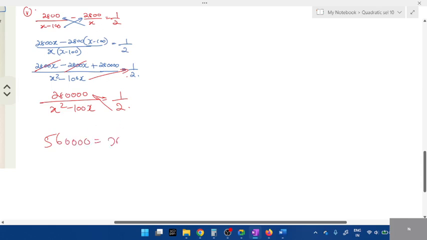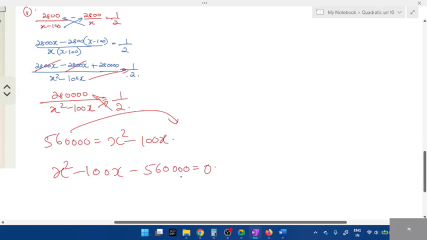And this side, what do you get? x square minus, not 10x, 100x. How do you arrange this? 56 is shifted to the other side. So you get x square minus 100x as it is. 56 goes to the other side, becomes minus, 4 zeros, is equal to 100. Isn't it a very big number to solve?